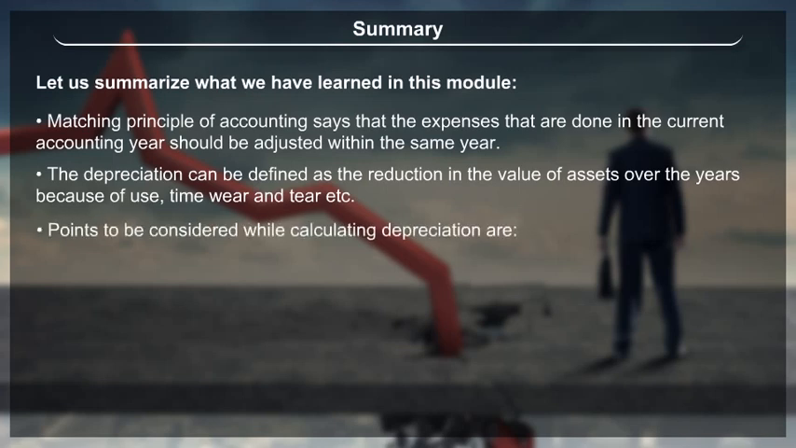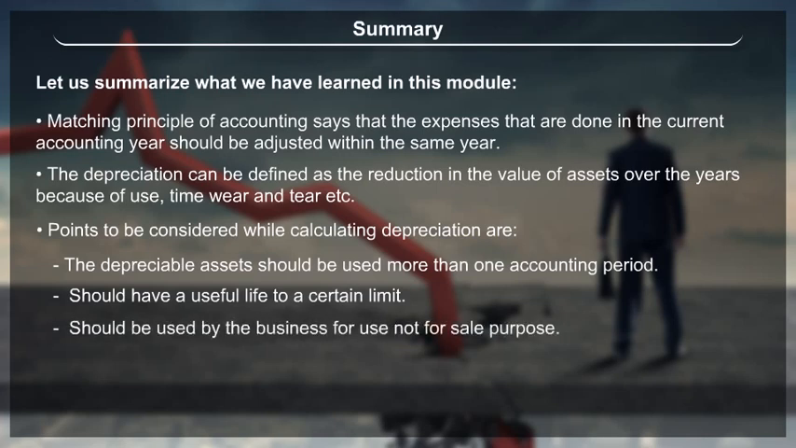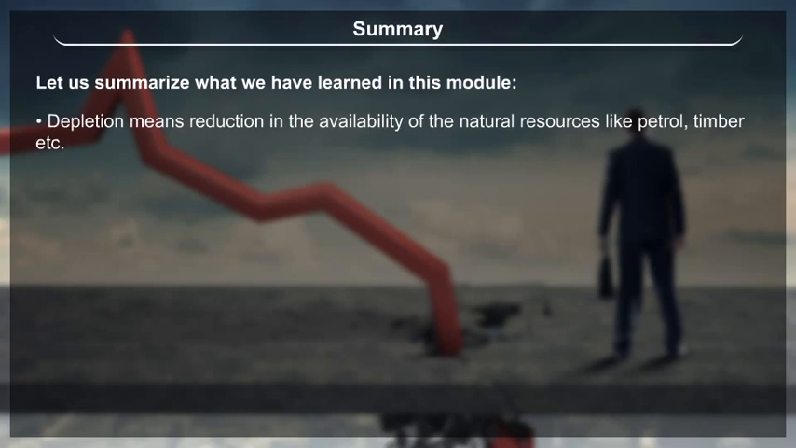Points to be considered while calculating depreciation are: the depreciable assets should be used for more than one accounting period, should have a useful life to a certain limit, should be used by the business for use and not for sale purposes, and the expected life of an asset. Depletion means reduction in the availability of natural resources like petrol, timber, etc.